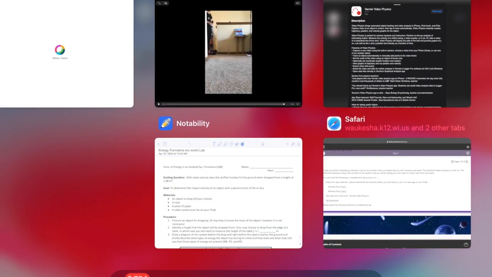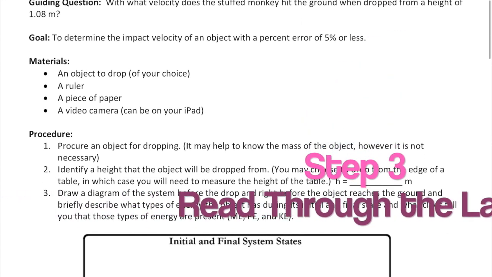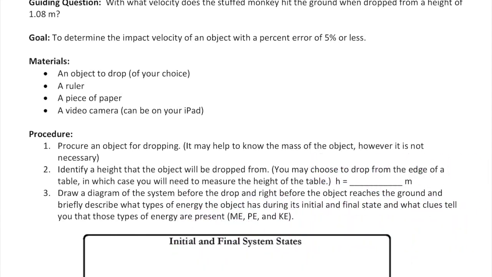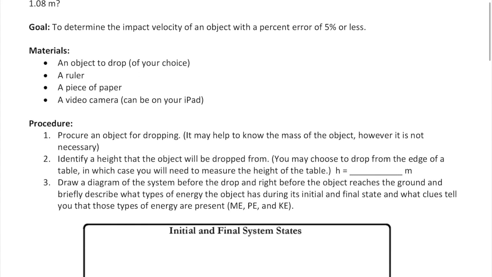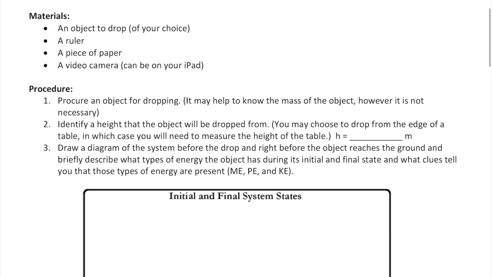All right, then jump back into Notability, and let's read through this lab. Today, we are going to answer the question: with what velocity does the stuffed monkey hit the ground when dropped from a height of 1.08 meters? The first thing I had to do was measure the height that I was dropping the monkey from. It ended up being 1.08 meters. Our goal is to determine that impact velocity. We want to hopefully have a percent error of 5% or less. We're also going to be calculating percent error, so that will be a fun thing for us.